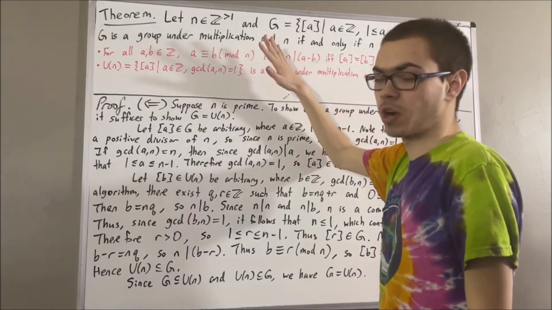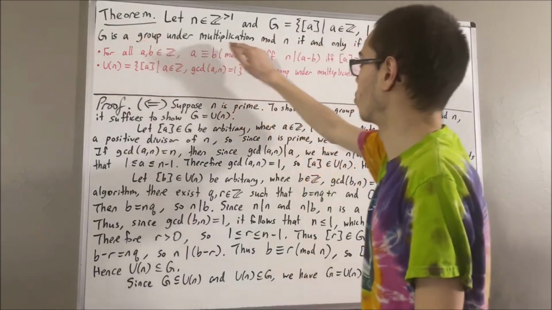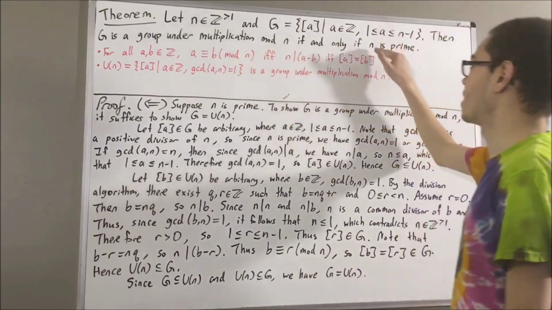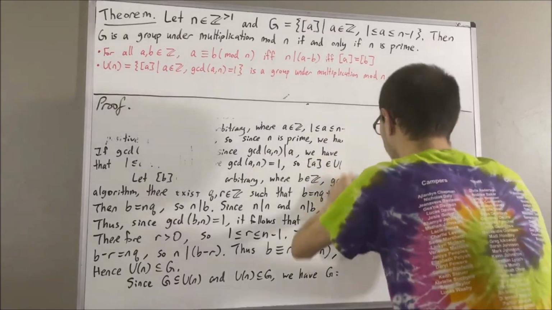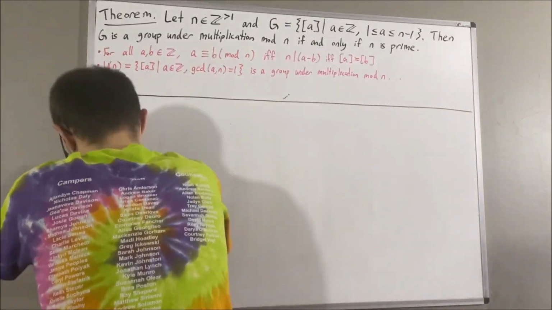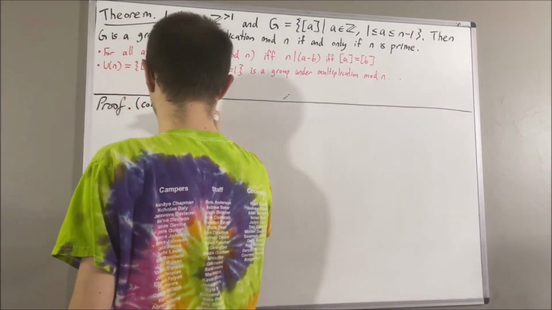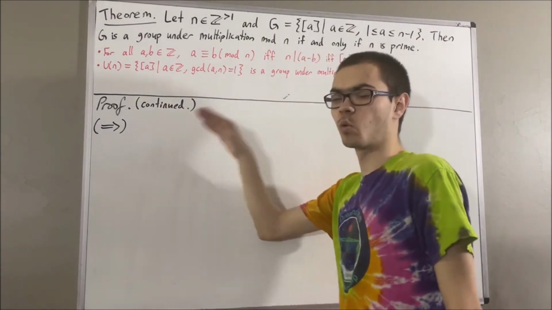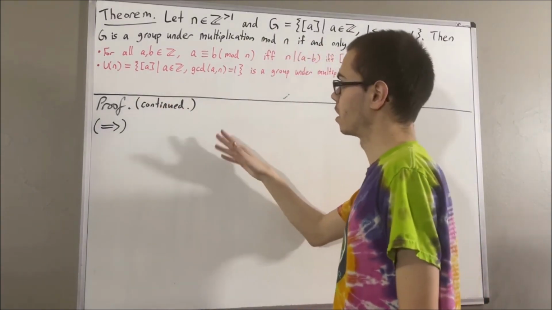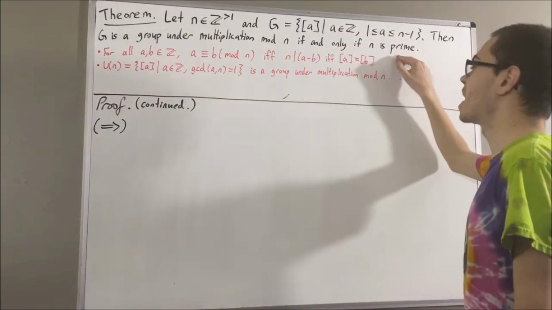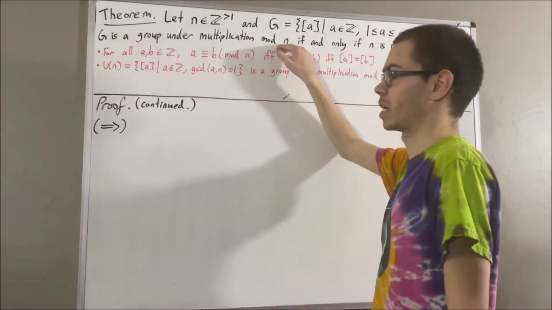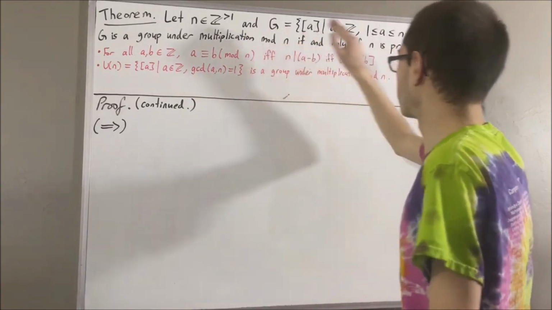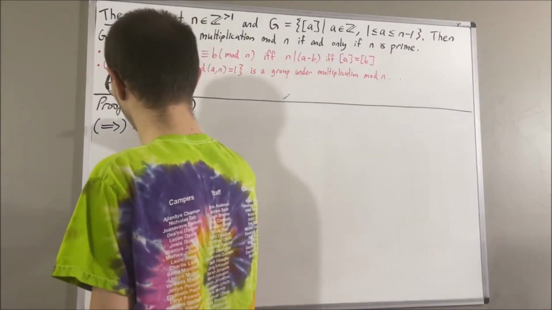Now let's prove the other direction. We're going to prove if G is a group under multiplication modulo n, then n is prime. And to prove this direction, we're actually going to prove the contrapositive. We're going to prove if n is not prime, then G is not a group under multiplication modulo n. So let's suppose that n is not prime.